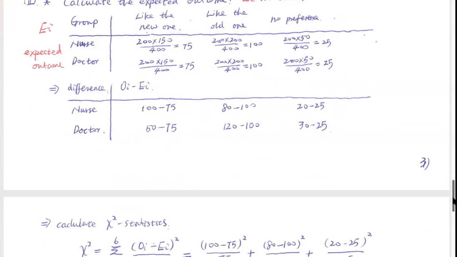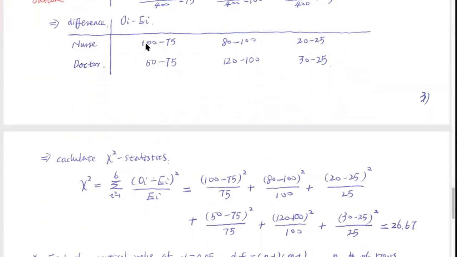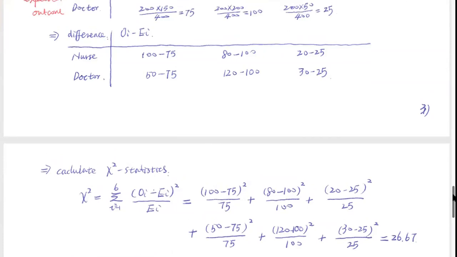So let's go back to our calculation here. You see that? It's 100 minus 75, squared, divided by 75. That's for E1. For E2, 80 minus 100, squared, divided by 100. Similarly, term by term, adding them together. How many terms? 6 terms. So at the end, we got the answer 26.67. That's what we call the chi-square statistic, what the data from the sample tells us.